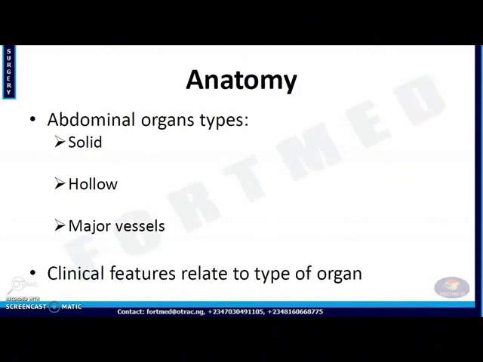Looking at the anatomic consideration of the abdomen, the abdominal organ types are solid, hollow, and major vessels. Clinical features will relate to the type of organ affected.